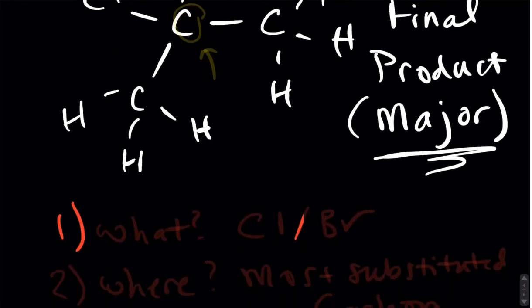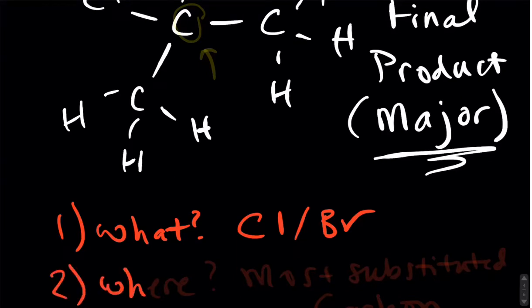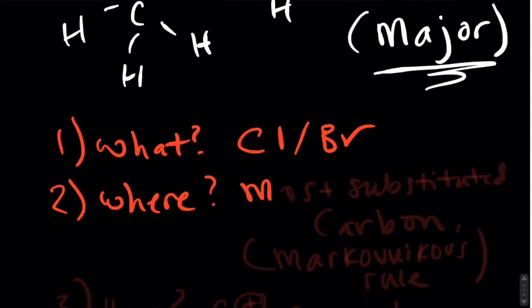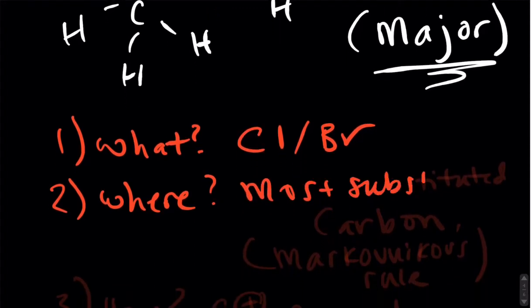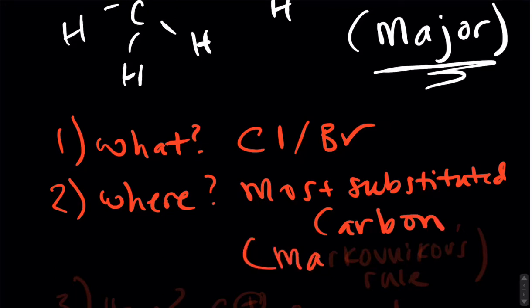So 1, what did we add? We added a Cl in this case, or it works the same with bromine if you had HBr instead. 2, where did we add it? We added this to the most substituted carbon. And this is a rule known as Markovnikov's rule. And I'll talk about that in another video coming up.